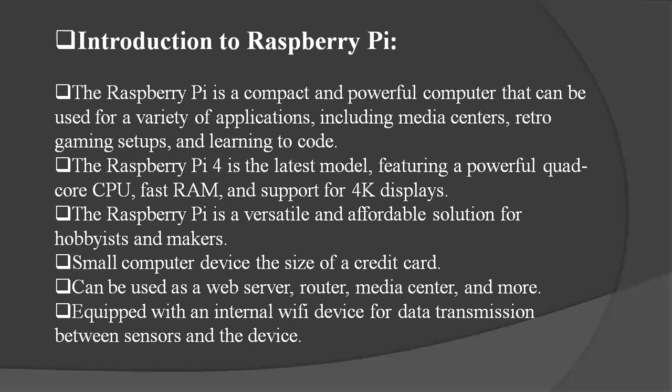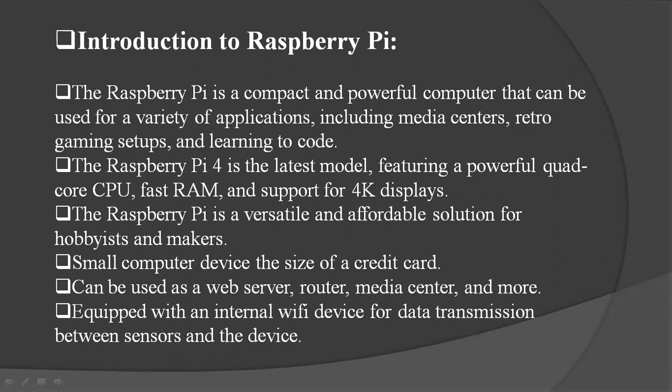So as we can see, according to the description that I have given, the Raspberry Pi is a compact and powerful computer that can be used for a variety of applications, as we already said: media centers, retro gaming setups, and learning to code. The latest model is the Raspberry Pi 4, which has a quad core CPU, faster RAM, and support for 4K displays. These are versatile and affordable solutions for makers and hobbyists, and these devices are the size of a credit card. So it is very useful and handy.